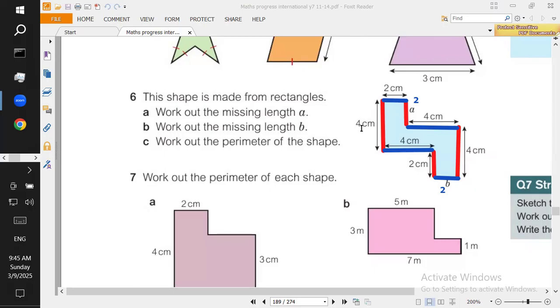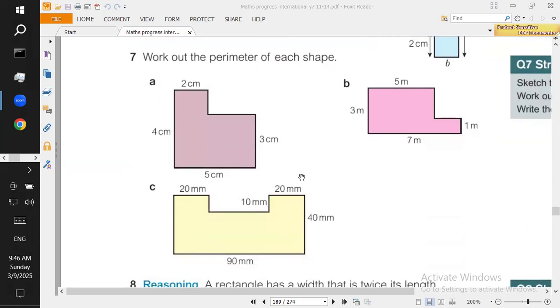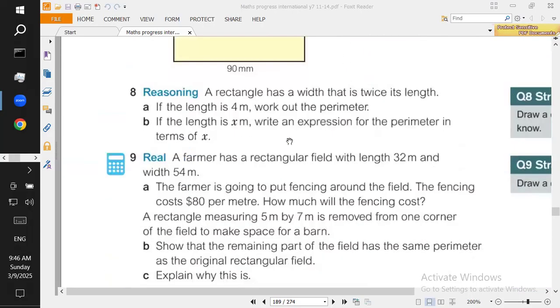So to add them all together, let's start from this 2. So 2, 6, 10, 12, 14, 18, 22, 24. So the whole idea is adding all the lines together. Before that, you have to find the missing lines or the missing sides. Now let's move on to the next question. Now, these questions have the same idea. Find the missing lines and then find the perimeter. Same idea. We don't have to repeat it again.